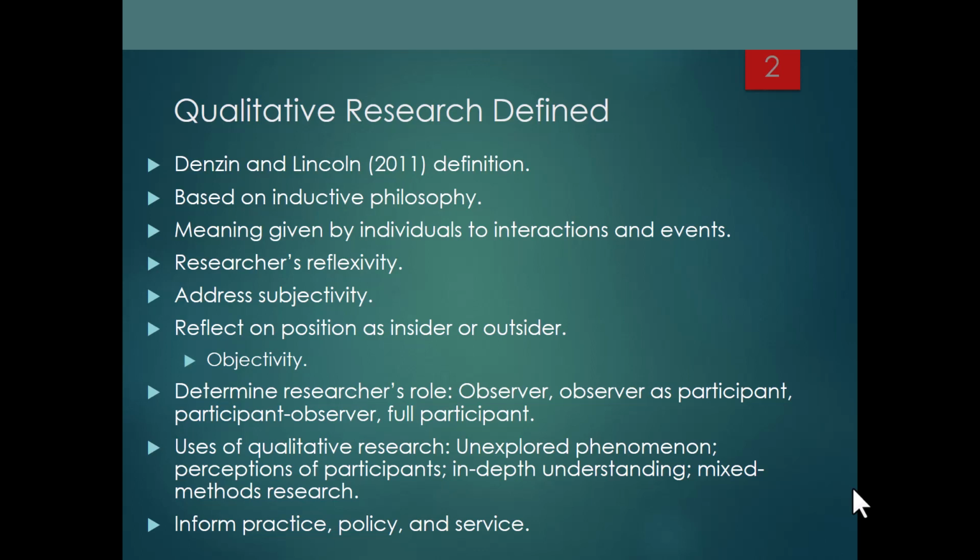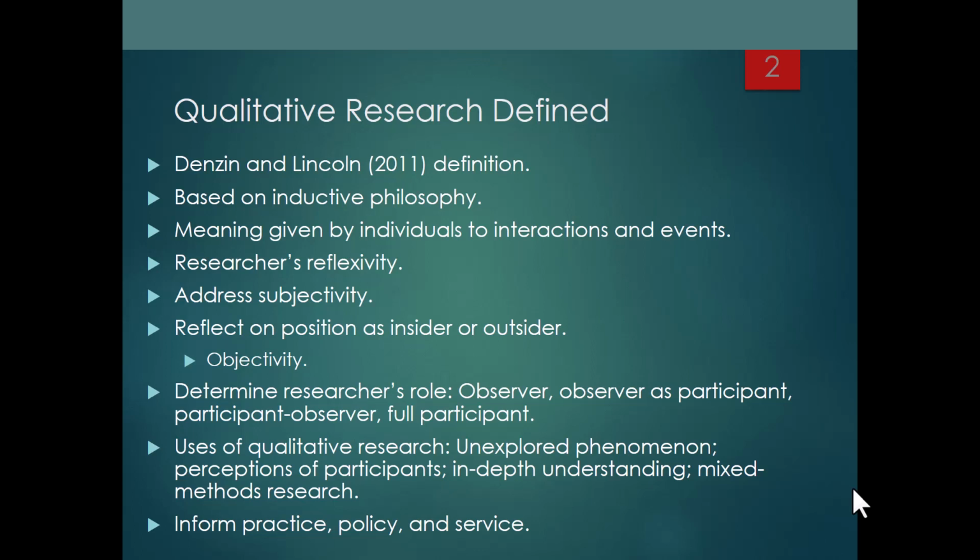So in determining the researcher's role, there are several options. As an observer, there's no or minimal interaction with the participants. Observer as participant is when you're observing with some interaction with the participants. Participant observer is more interaction than observing. And then full participant is being a member of the setting in which the research is being conducted and being the one conducting the research.